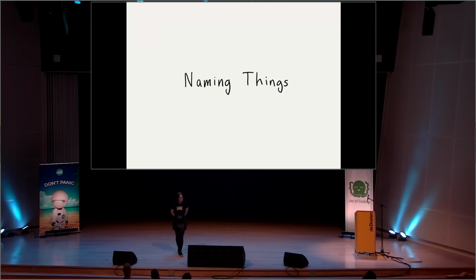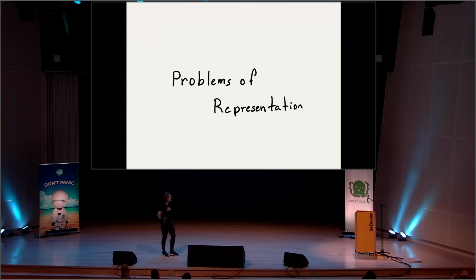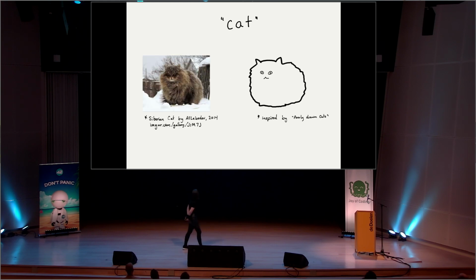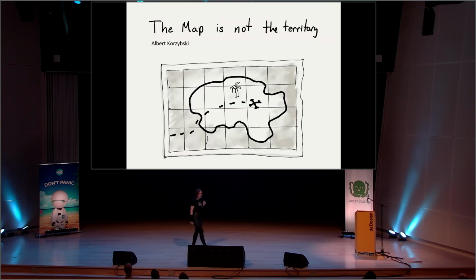Naming things. There are problems that arise from representations. And I think they're very interesting problems. Representations give us incredible capabilities, but they also introduce interesting limitations. Here are two images of a cat. These are both representations. One is highly detailed and one is very simplified. There is a text that you may be very familiar with, or a quote that you may be very familiar with. The map is not the territory.